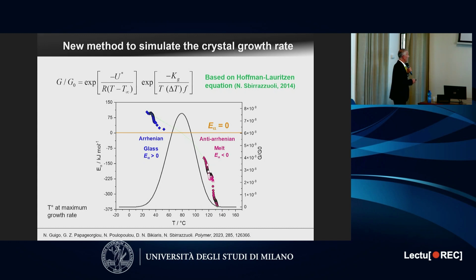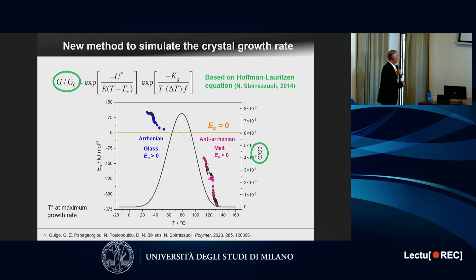So I have proposed a new method here to estimate the temperature at maximum grow rate. In fact, once you have determined U star and Kg, you can plot this curve. You cannot estimate G0 with DSC, so you just plot the product of these two exponentials. And normally, this must correspond to the temperature at maximum of grow rate.